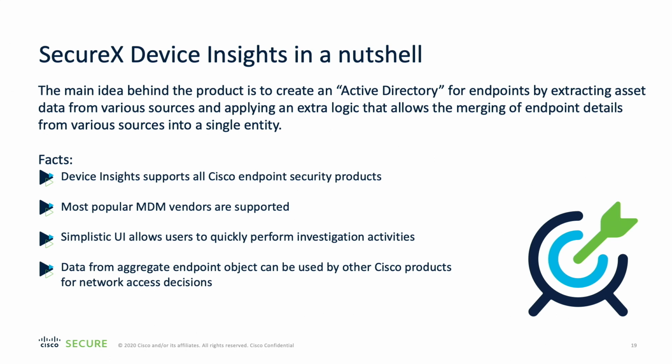So here's Device Insights in a nutshell. The main point is to create an Active Directory for endpoints by extracting asset data from various sources, and then we add that additional level of logic to do that data merging. So most of the Cisco products, Duo, Umbrella, they're all in there. Most popular MDMs, Jamf, Intune are all in there. And then we have the UI for filtering, and you can run custom filters. You can create reports out of Device Insights, and it's a great tool for people trying to keep track of their assets and find out deeper information from multiple sources.